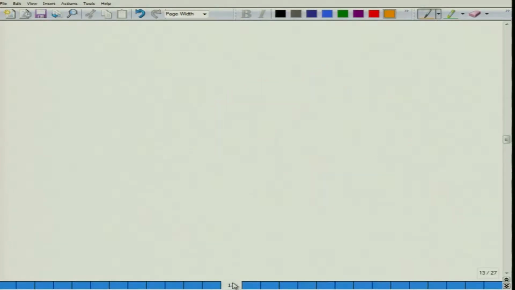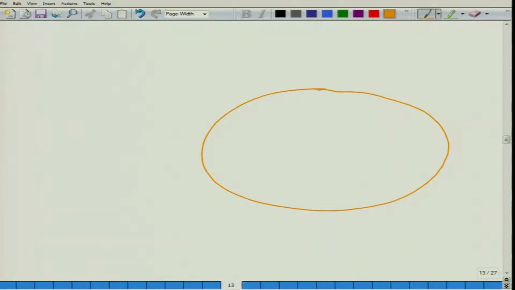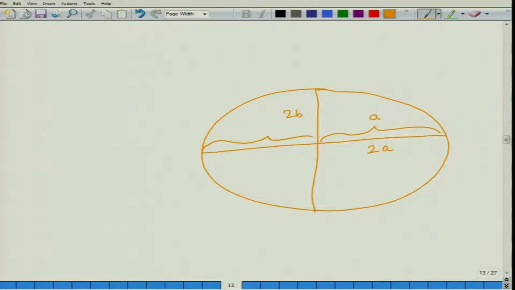At the same time, an ellipse is said to have two axes. This is called the major axis and this is called the minor axis. The major axis is generally represented by twice A and the minor axis by twice B. So, half of the major axis is A and half of the minor axis is B. The area of an ellipse is given by pi times A times B.